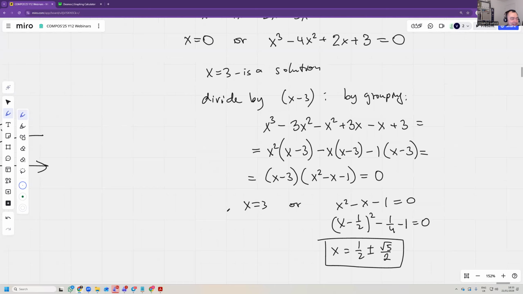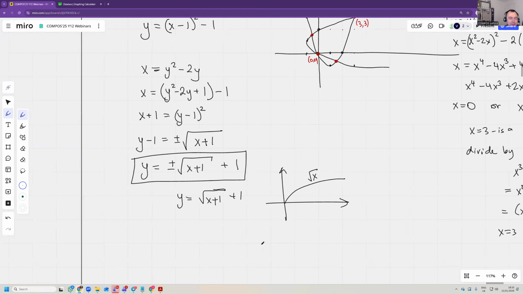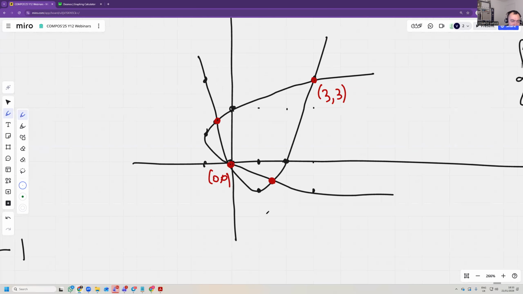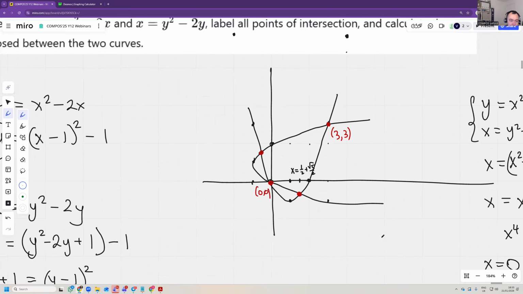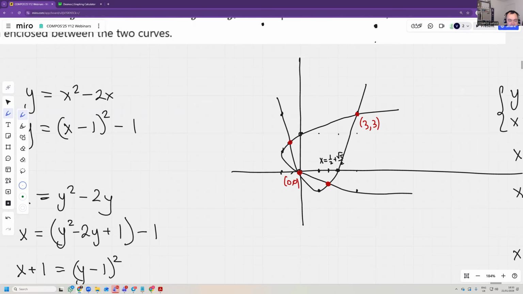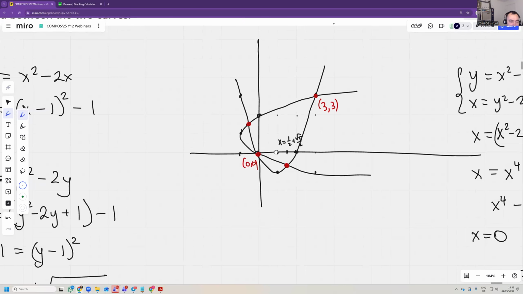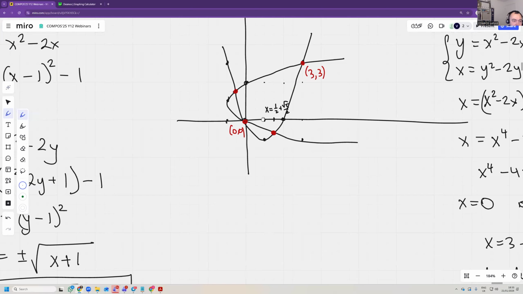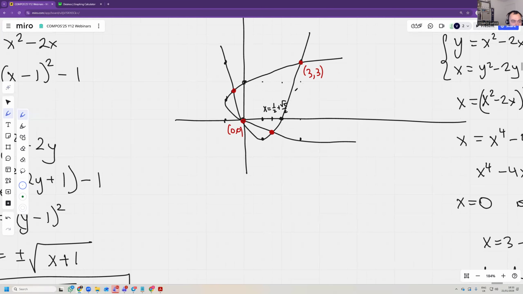Okay, this is way harder than I anticipated. Way more work. So this point is x is a half plus root 5 over 2. And this point is x is a half minus root 5 over 2. Now what do we want to do? We want to find the area enclosed.